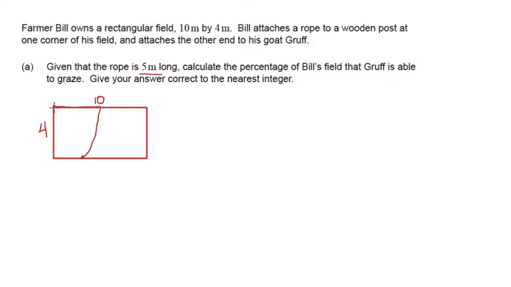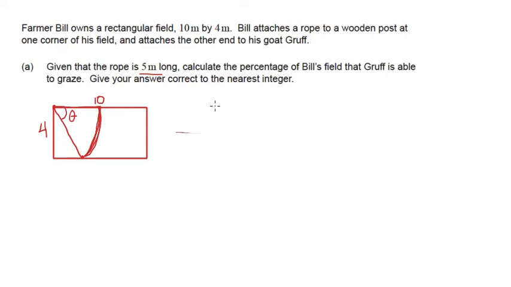So it kind of looks like this, and then from there he can wander around all of this area. I'm not really sure if you can see that this is supposed to look like a semicircle. Well, not a semicircle, it's actually a sector of a circle, right? We don't know what this angle is, let's just call this theta. And it's asking for the percentage of the field that Gruff can graze on. So Gruff can graze on anything in this portion. He cannot graze here. His rope is not long enough to graze here.